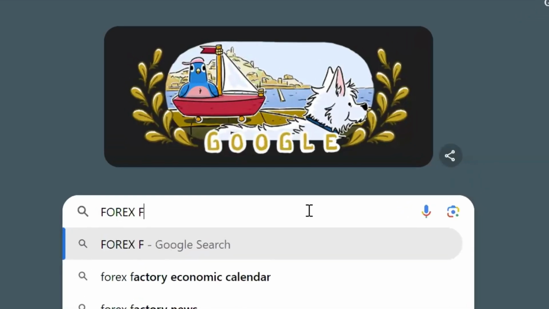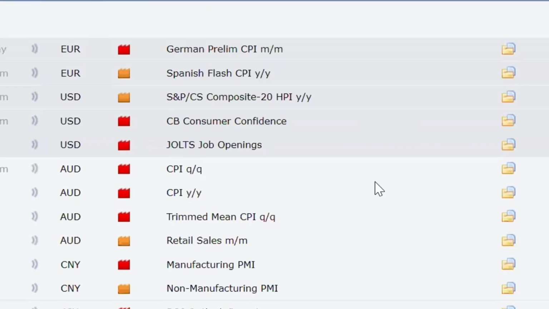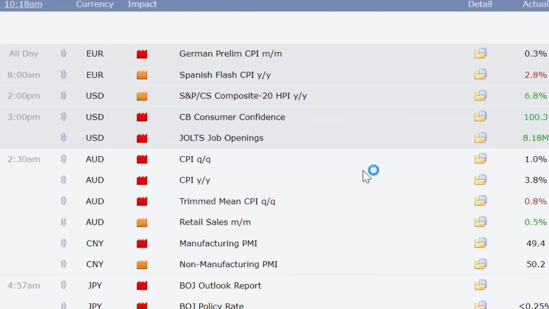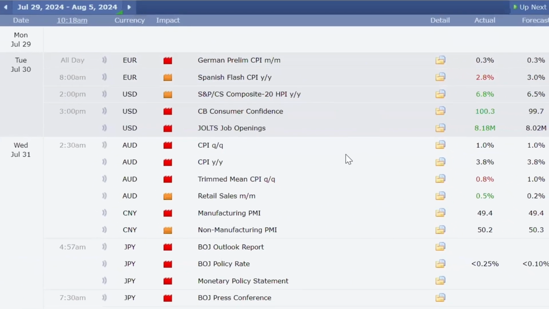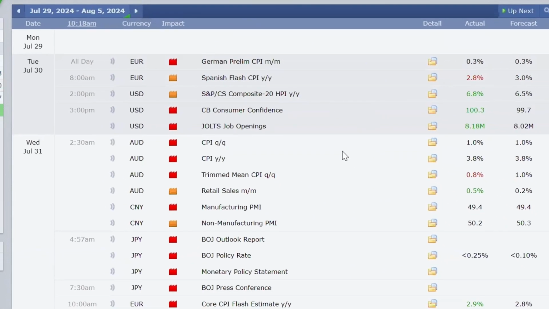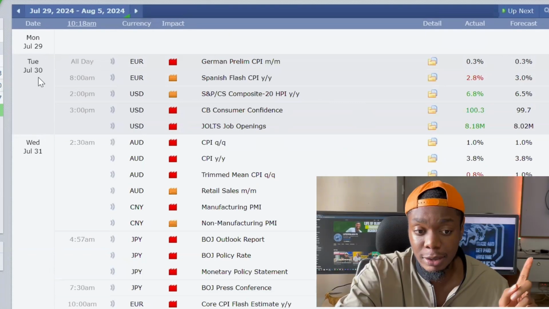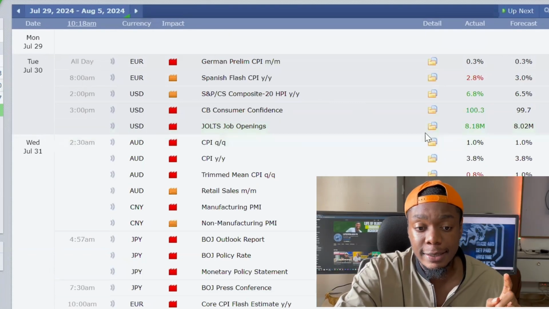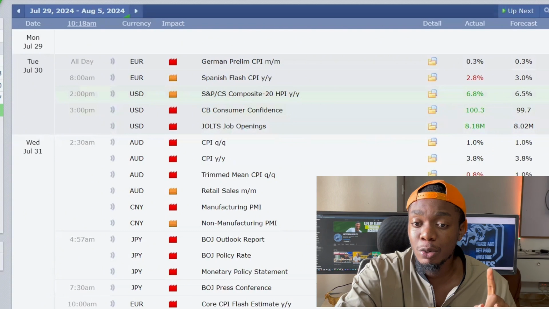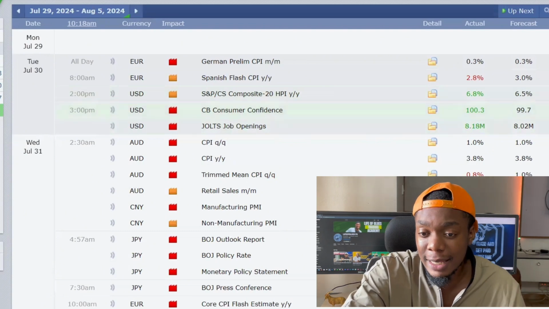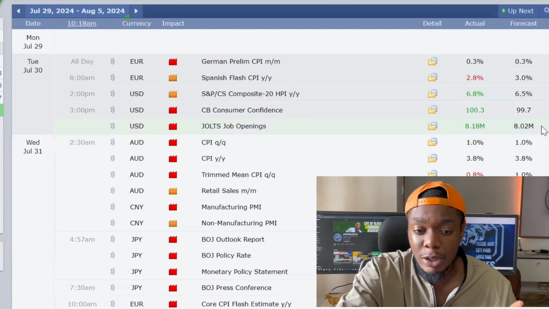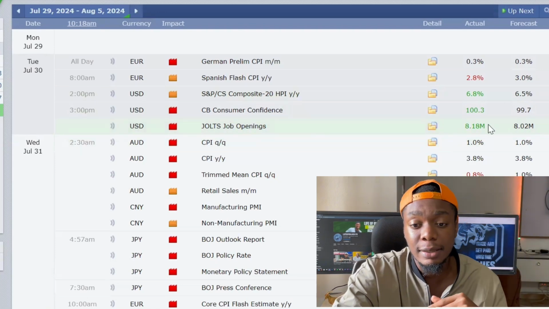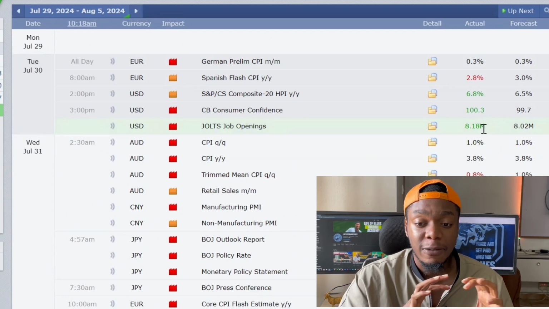This is where Forex Factory comes into place. It is one of the various sites where they post news releases, and I'm going to be explaining how we read this news and how it affects the economy. On Tuesday, the 30th of July, you can see the forecast and the actual news release. You can clearly see here that the previous data was 8.2 million. This basically means job openings, whether it has improved or declined. The previous and the actual data weren't far apart.